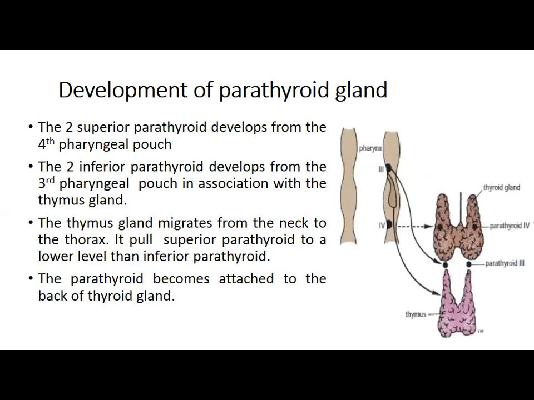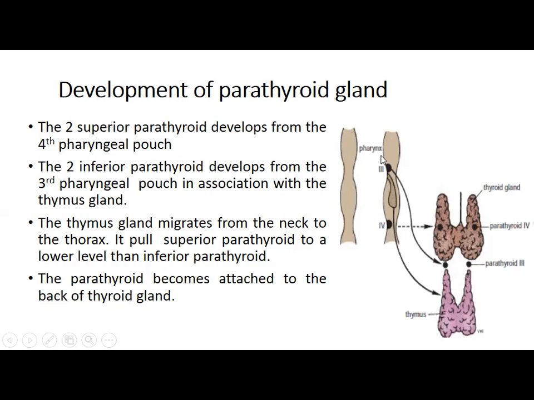Now coming to the last part, the development of the parathyroid gland. You should know the development of the thyroid gland. We have seen that it comes from the foramen cecum, from the tongue, and descends down into the neck. But in case of the parathyroid, they have a slightly different development. The two superior parathyroids develop from the fourth pharyngeal pouches. Pharyngeal pouches are those pouches from where the neck part will develop.